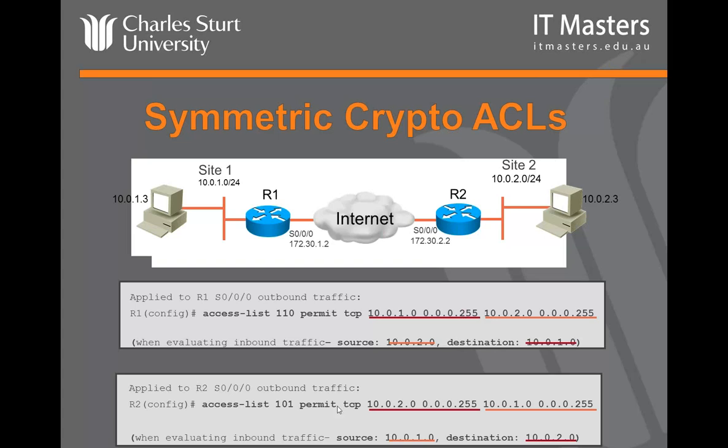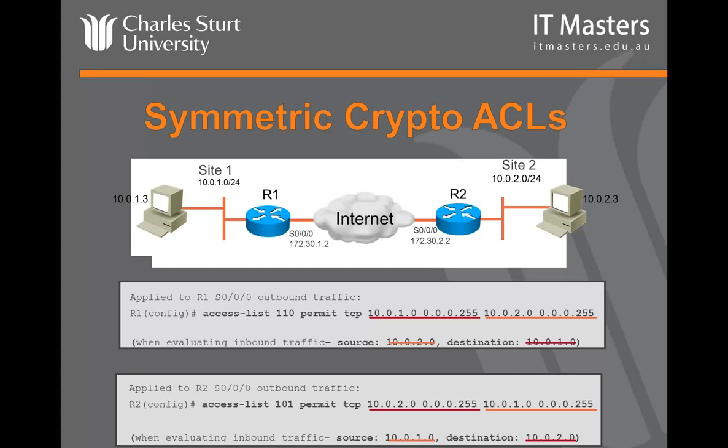Similarly, the ACL that would be applied to router 2, notice how the network addresses have changed. Okay, they're reversed. And that's because it's talking about traffic going from router 2 to router 1. So you have to remember that your ACLs have to be a perfect mirror match.